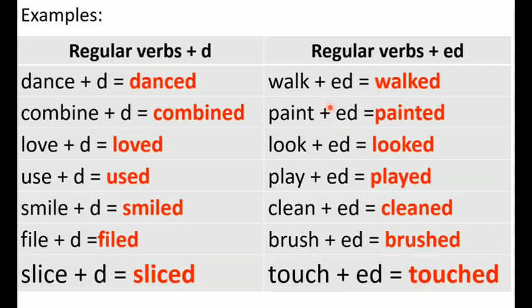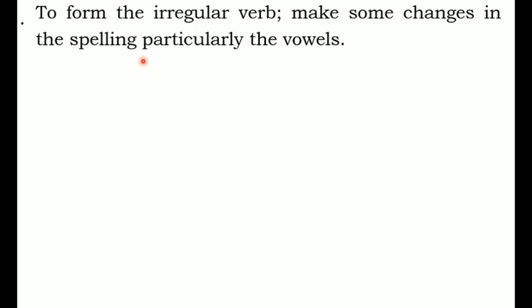Now notice here, the first part here on the left side is the present tense plus ed, that will become past tense like this. The same with this part. There is the present tense plus d, that will become past tense like this. Okay. Now, to form an irregular verb, make some changes in the spelling, particularly the vowels.